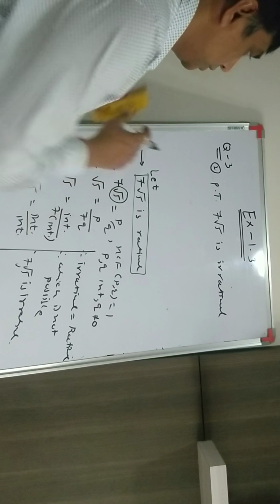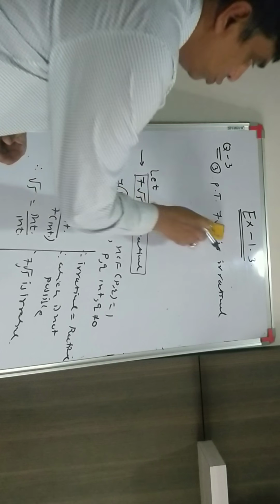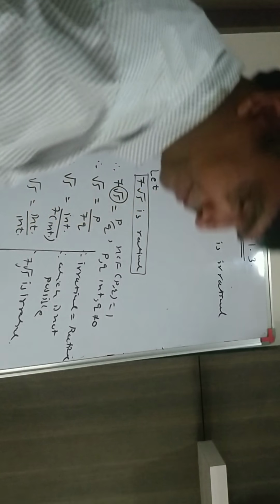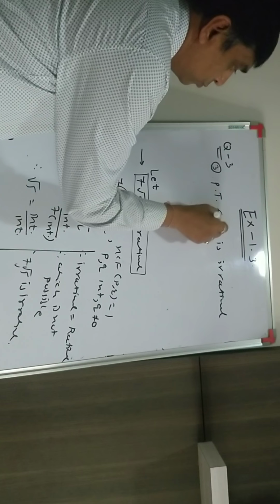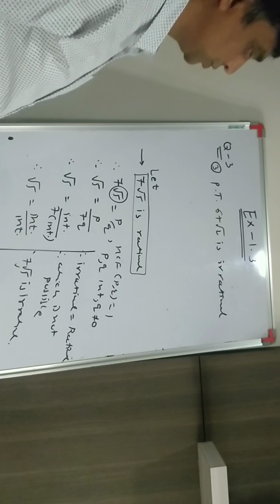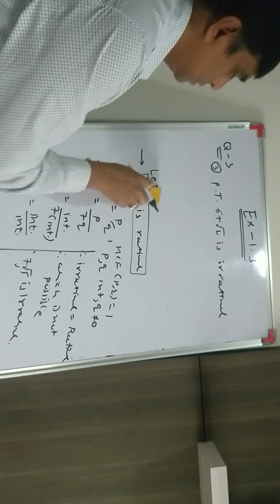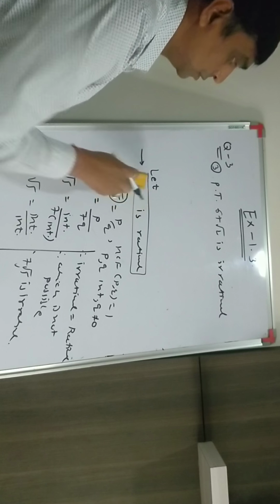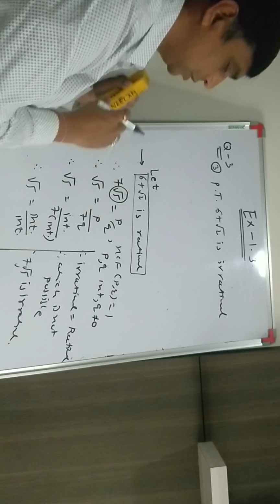Now question 3, number 3. We have to prove that 6 plus root 2 is irrational. So same proof again. Let 6 plus root 2 be rational.